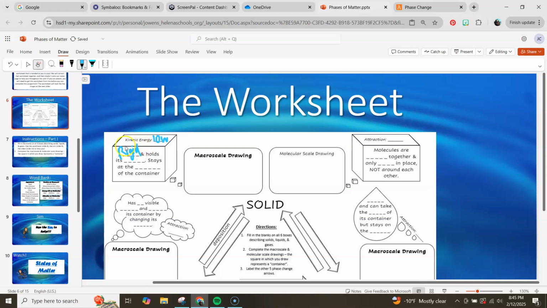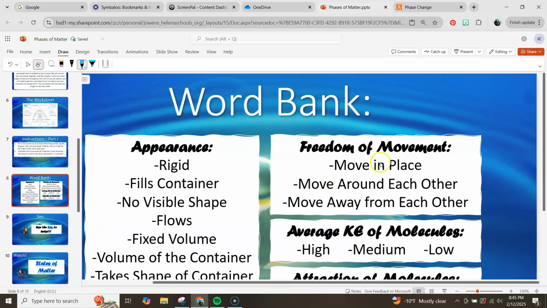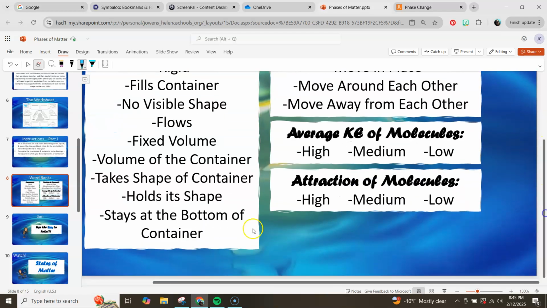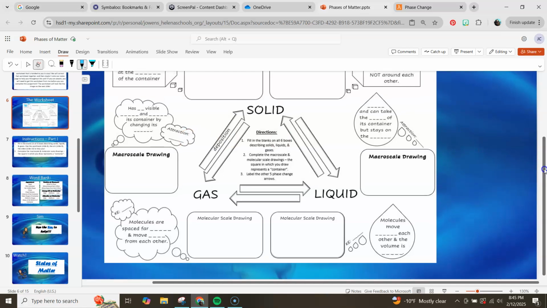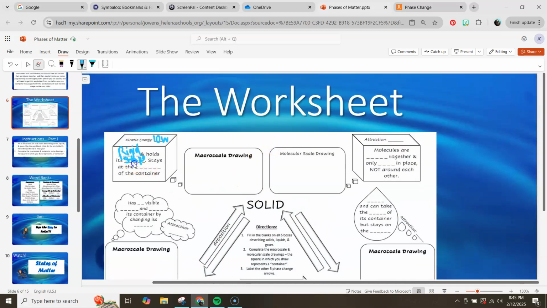So rigid meaning it has a set shape, it holds its shape. And then this one is going to be stays at the blank of the container. If we look at the last one here, stay at the bottom of the container. So I would fill that in with the word bottom. Okay, so stays at the bottom of the container. I know that's kind of hard for you guys to see, and I'm slopping it into these little spaces. So that's the first one I would do over here.